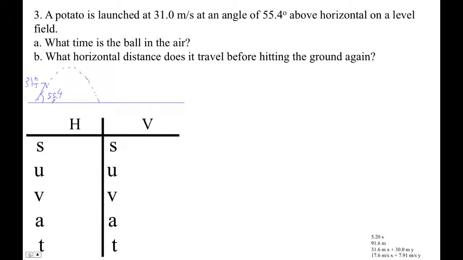Okay, so I'm just going to do the components of this thing, right? That is the trig angle. So my initial velocity in the x direction is 31.0 cos 55.4, and my initial velocity in the y direction is 31 sine 55.4.